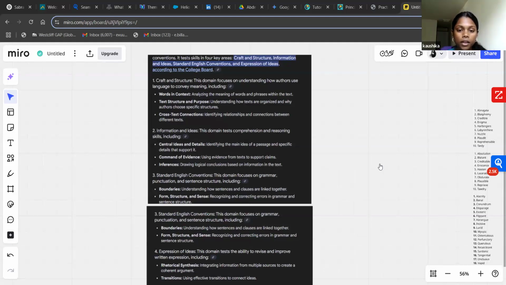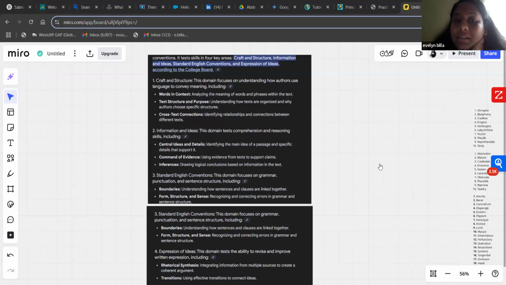Information and ideas. This domain tests comprehension and reasoning skills, including central ideas and details, identifying the main idea of a passage and specific details that support it, command of evidence, using evidence from text to support claims, and inferences, drawing logical conclusions based on information in the text.